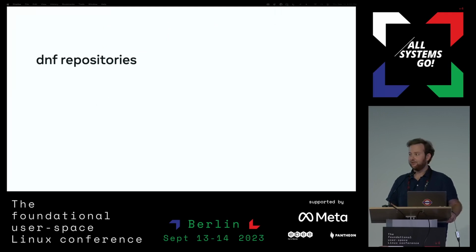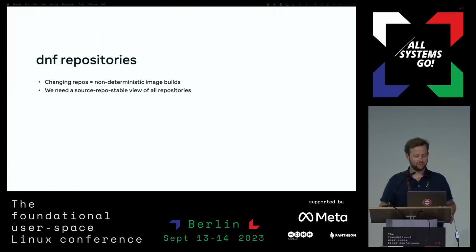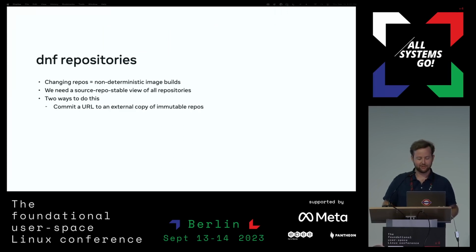We have to start with the repositories. If the repo changes, our image changes. We can't have the repo changing underneath us. So we need a stable view of all the repositories pinned to a specific source control version. There are two obvious ways that we can accomplish this. The first one is we can commit a URL to a repo that we can guarantee doesn't change. That works. Or we can fully represent the repos and all their dependencies in source control in our build system.